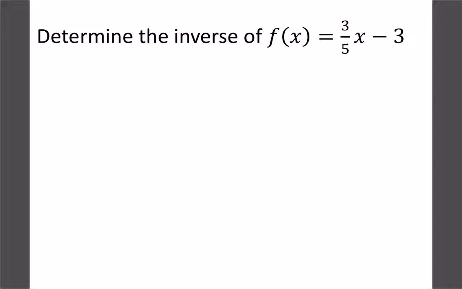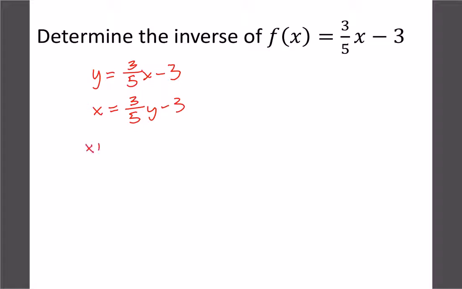This one's another linear type of graph. So our first thing, remember, this is f of x, so let's rewrite it as y equals. Then the next step is flip our x and y around. So now we've got the diagonal reflection equation. Now we want to solve it for y.